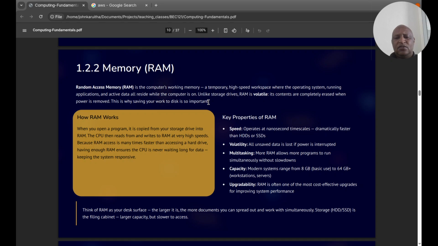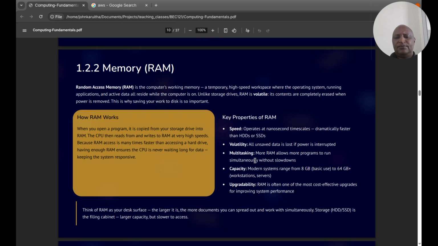Multitasking, so if you have more RAM, you can run more programs. I'm sure you have come across a scenario where you open very many programs on your computer, then it crashes. That tells you the RAM has been exceeded.